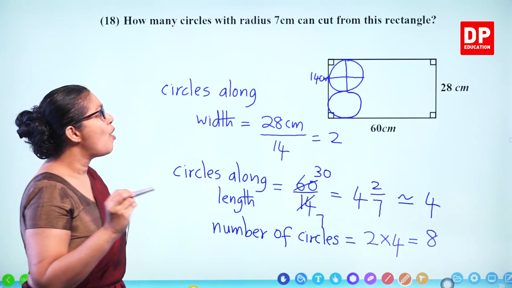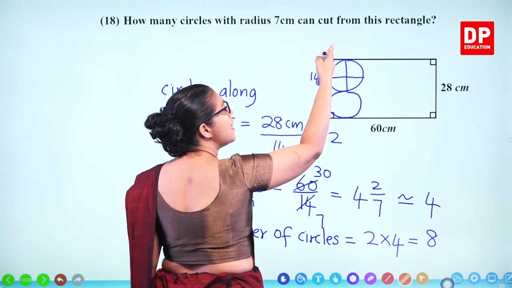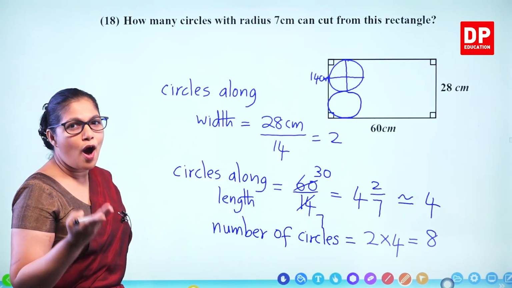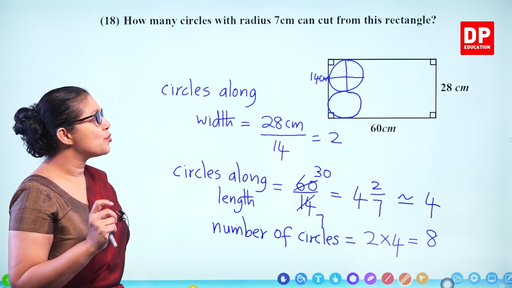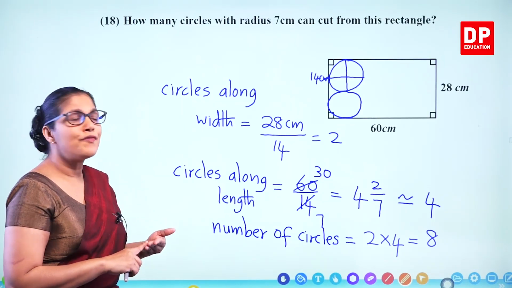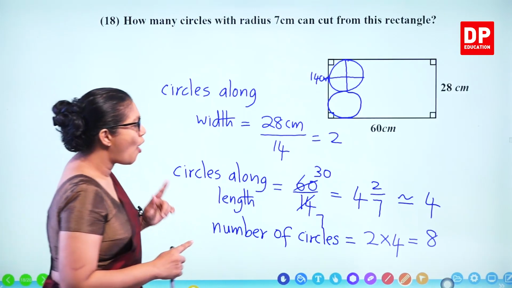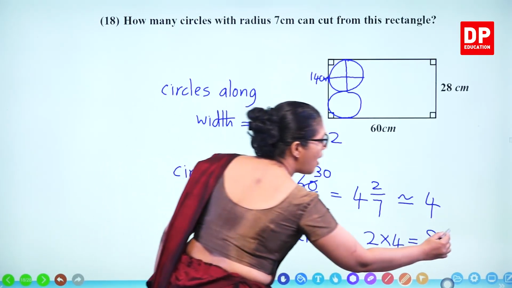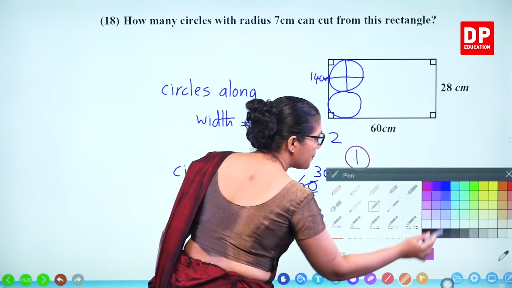If you want full parts, you always have to see how many you can cut along the width and how many along the length. Remember that sum, because most students take the area of the rectangle and the area of the circle and divide. You are not getting the correct answer there. So how many marks for this one? You get 2 marks: 1 mark for full circles here and 1 mark for the method.